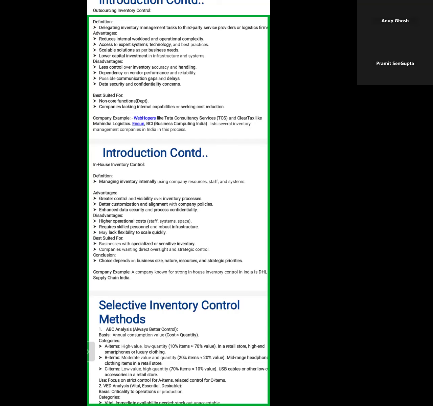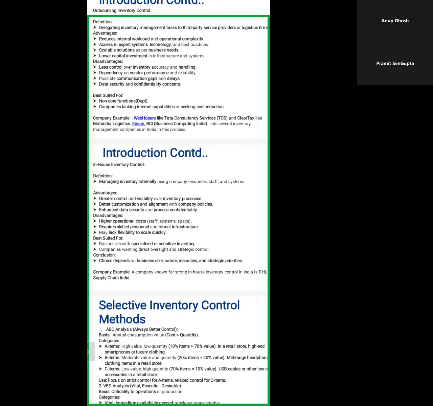Then better customization and alignment with the company policies. If a company decides upon reducing their scales of production, switching their product line, or even merging up with some new parent company, then these customizations are most handleable and useful and also applicable in in-house stock control method compared to outsourcing, because the decision makers are in the board of directors.